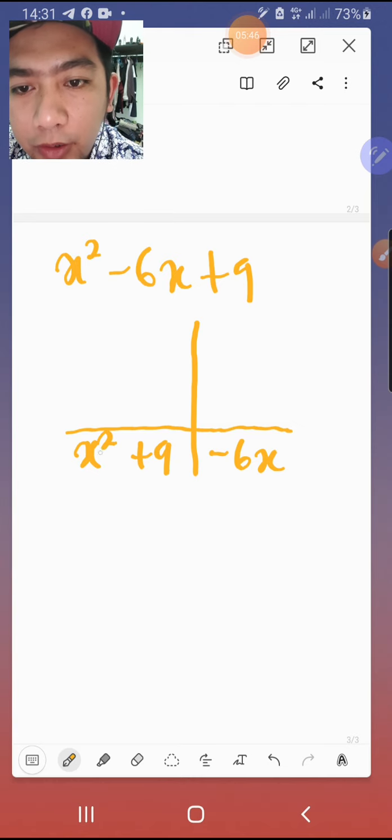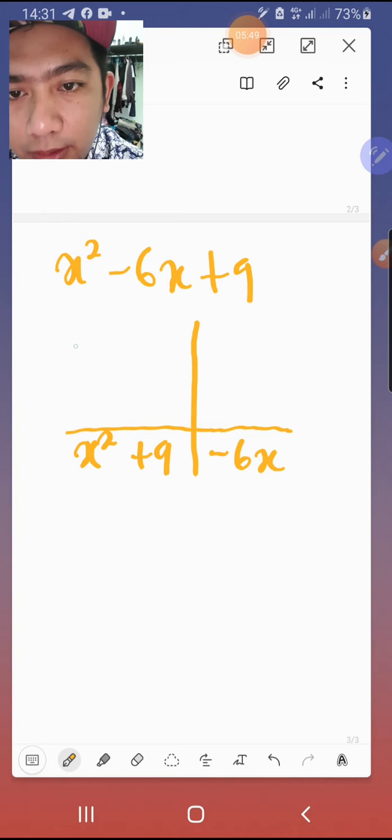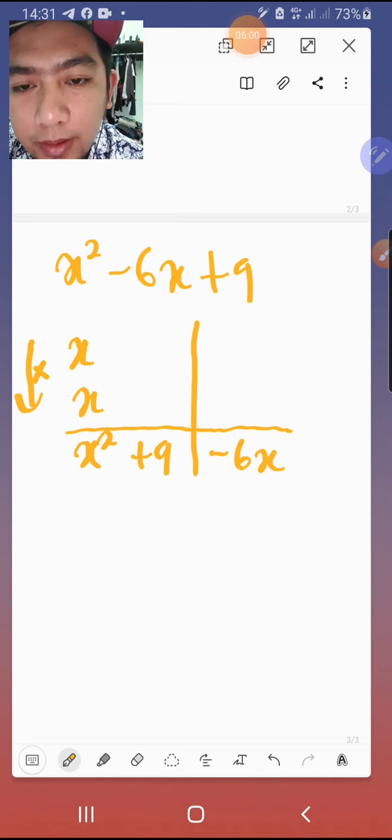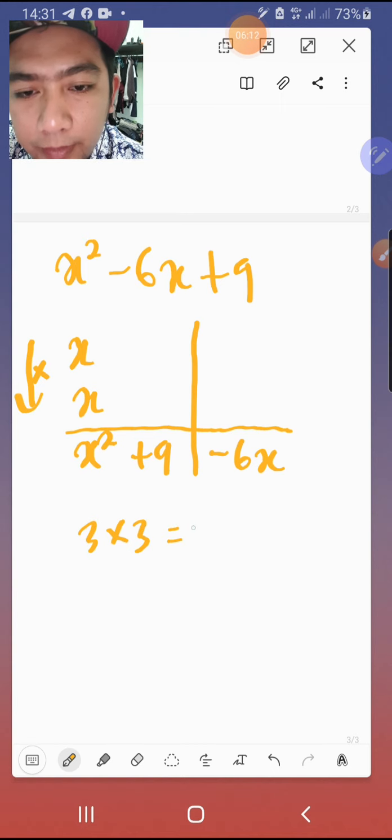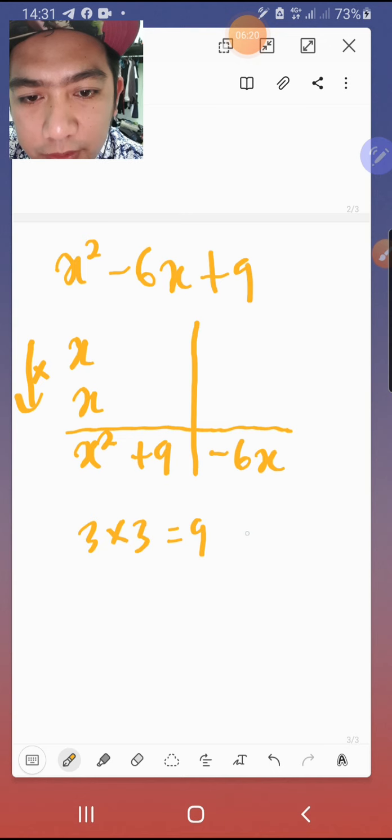Okay, now how to get x squared? So for sure, x times x. So x times x is equal to x squared. Remember, here is multiplication. And then how to get 9? So you kena try and error dulu. 3 times 3, of course. So you will get 9. So nanti kalau you times di sini, kalau dia positif sini, nanti dia akan jadi tambah, 3 plus 3. So dia akan jadi 6.